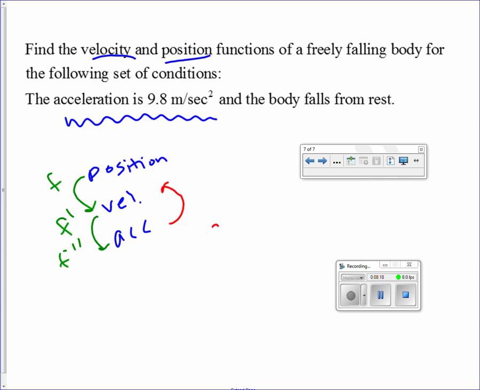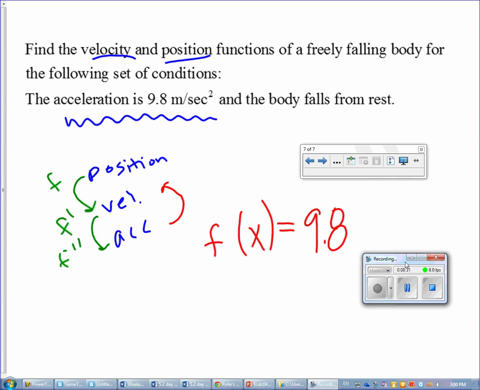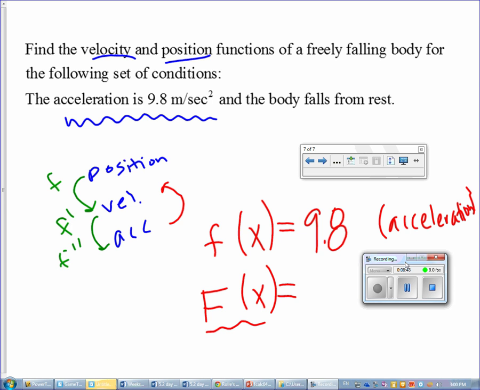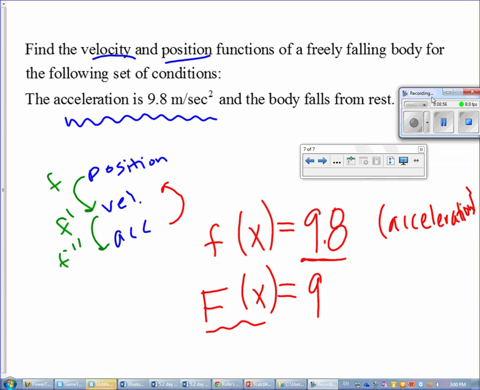We know that the acceleration is a single number, 9.8. So we want to find the antiderivative. I'm just going to label this one acceleration. We want to find the antiderivative, so the antiderivative is capital F. And we know that the derivative of capital F has to be 9.8. So the antiderivative of 9.8 is going to be 9.8x.